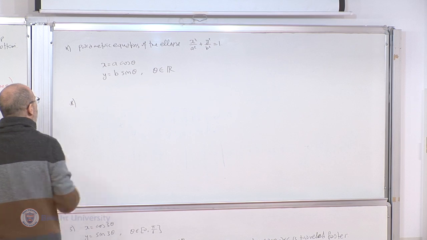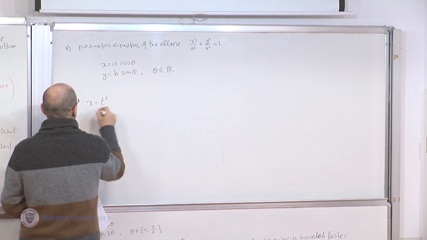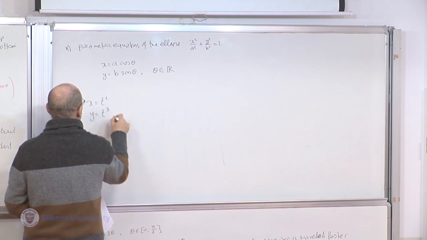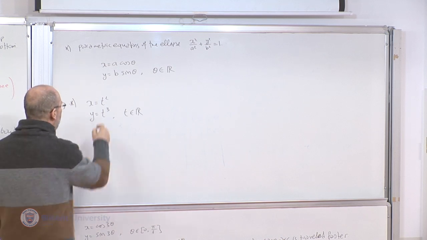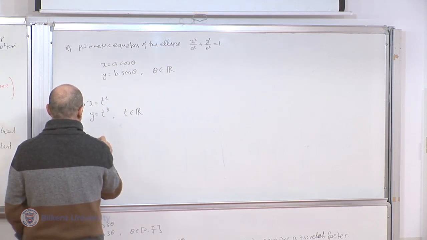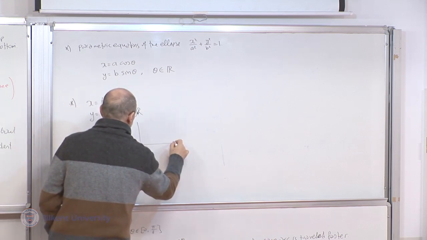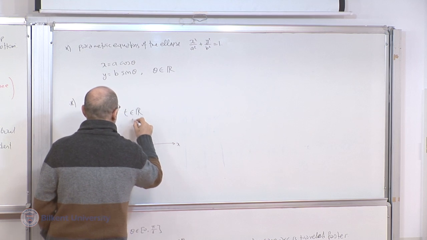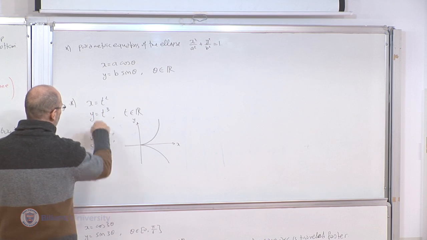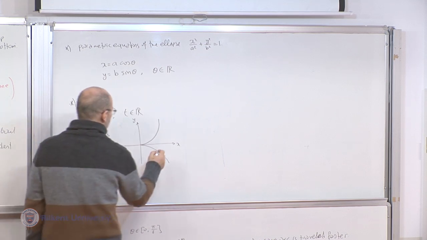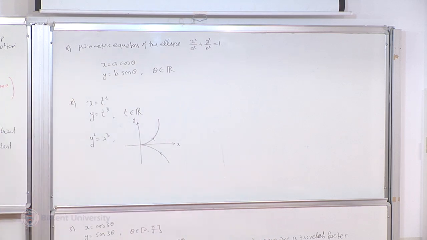Another famous equation is the following. This is x equals t squared, y equals t cubed, and t is free. When you eliminate t from these, you see that this is y squared equals x cubed, and its shape is something like this. And you check from the parametrization that it is going like this. It is increasing like this.